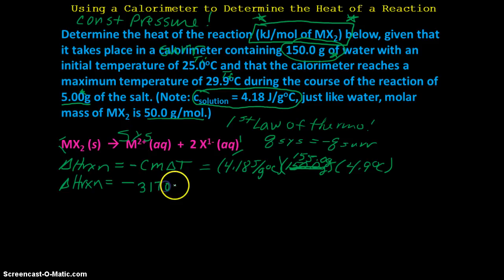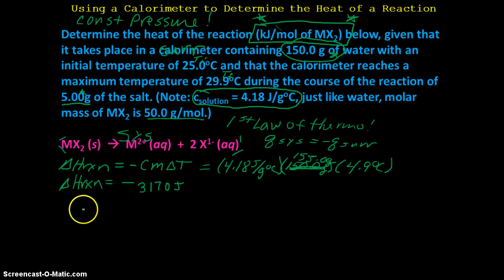3170 joules. Now, I left it with 3 significant digits. We probably should have only had 2, but for what we're doing, that's okay. However, that's not how this asked me to report it. If you look back up here, we asked for it in kilojoules per mole of MX2. That's not really a problem. We know how much MX2 we had. We know the molar mass of MX2. It's just a little dimensional analysis on my part.